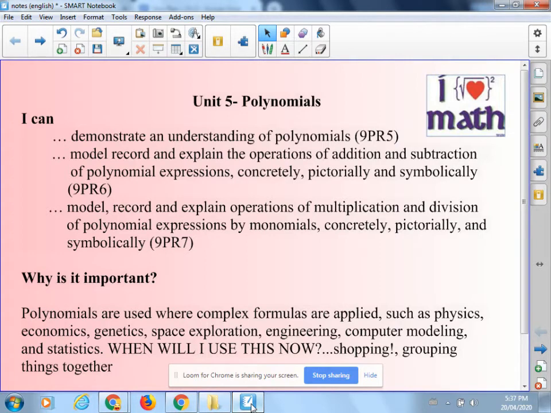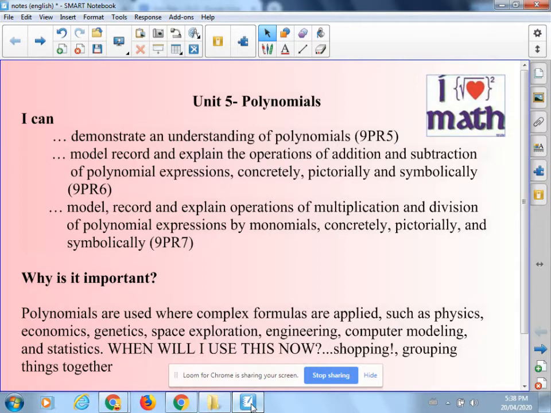Model, record, and explain the operations of addition and subtraction of polynomial expressions concretely, pictorially, and symbolically. So using images, we are not going to be using concretely because you guys do not have actual algebra tiles at home. But you guys will also be solving it with a picture and mathematically, which is your symbolically. You need to be able to model, record, and explain operations of multiplication and division of monomials. Again, we won't be doing concretely, but we will be doing pictorially and symbolically.